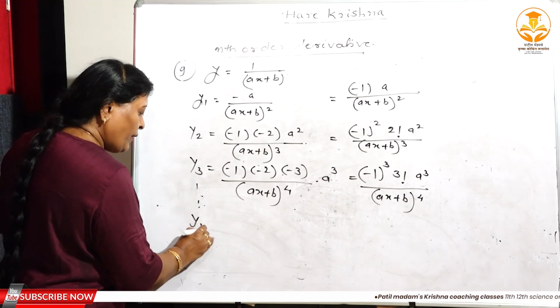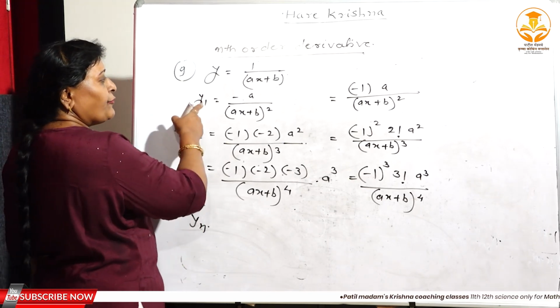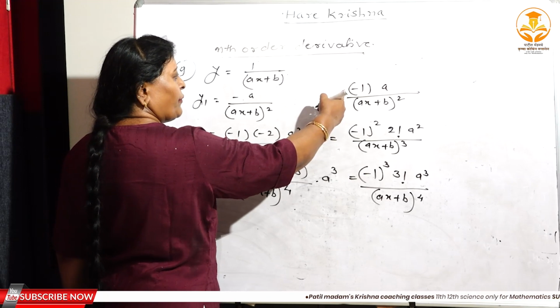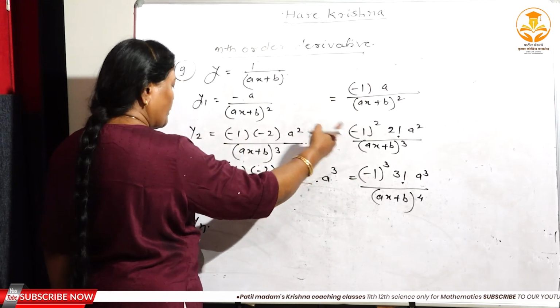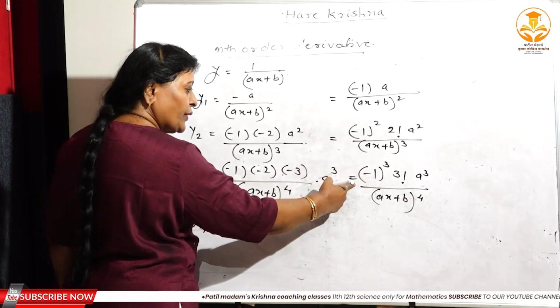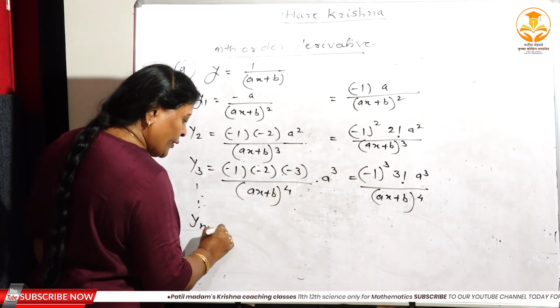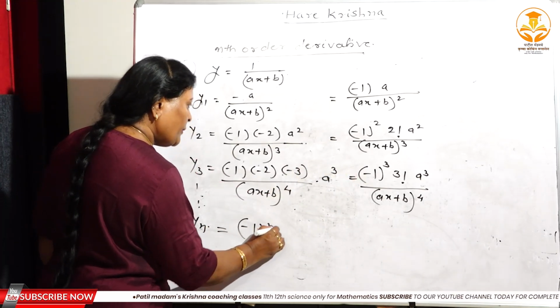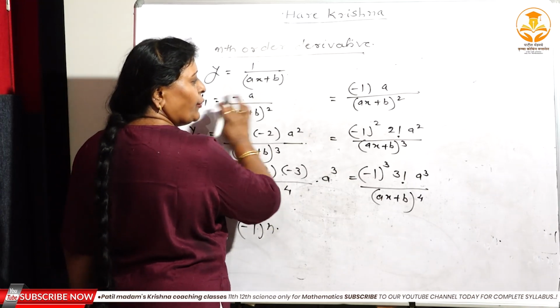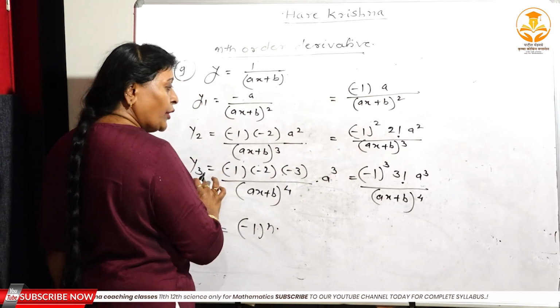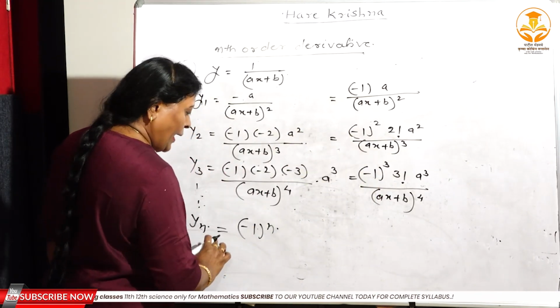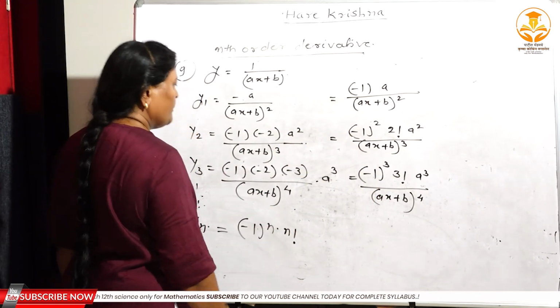Similarly, you can find out yn. Again, first order derivative minus 1 to the power 1, right? Second order derivative minus 1 to the power 2. Third order derivative minus 1 to the power 3. Nth order derivative minus 1 to the power n. First order derivative factorial 1. Second order derivative factorial 2. Third order derivative factorial 3. Nth order derivative factorial n.